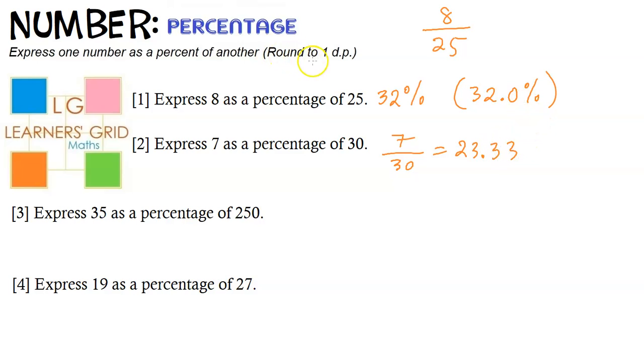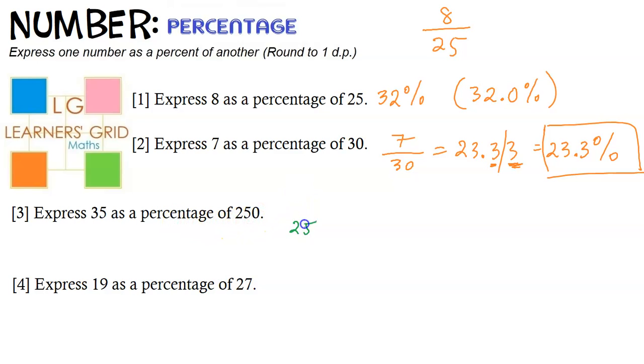Okay, I said to one decimal place, so the cutoff is here. I look to this number, it's from 0 to 4. That means this number stays as it is. So the final answer is 23.3%. Okay. This one down here, it says express 35 as a percentage of 250.